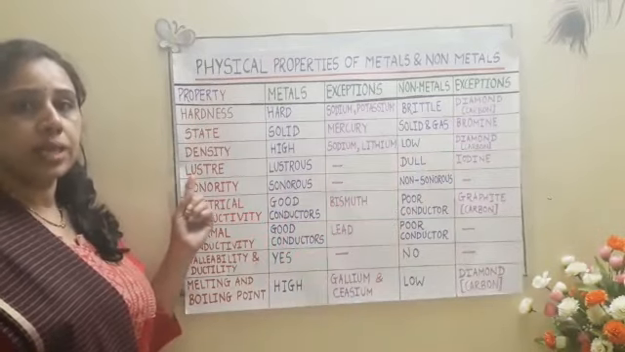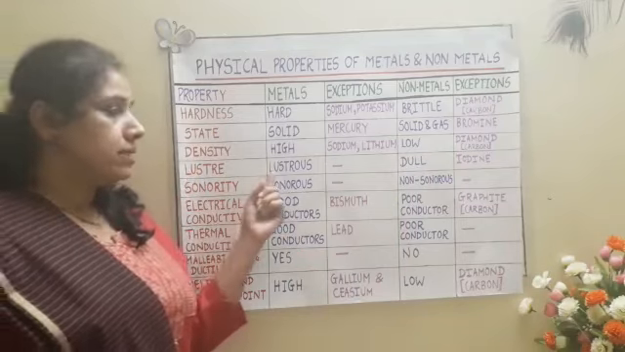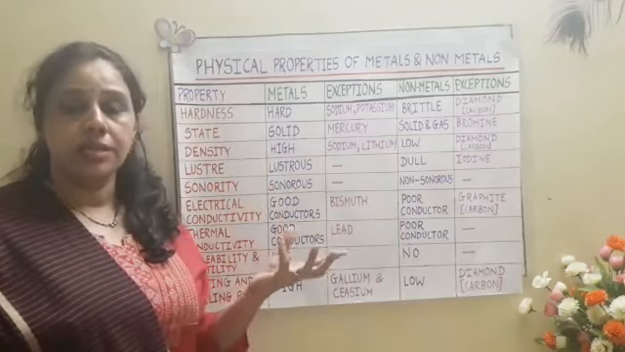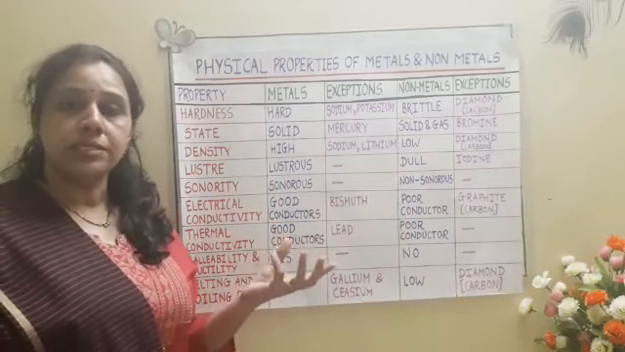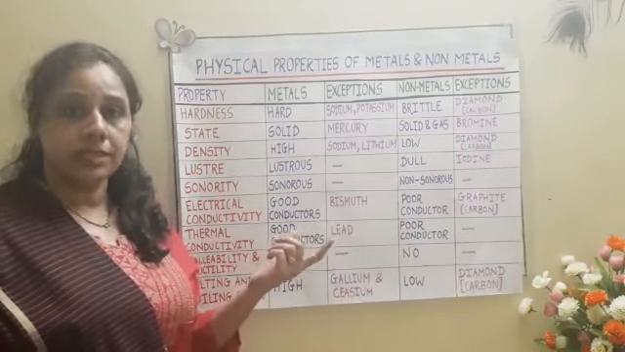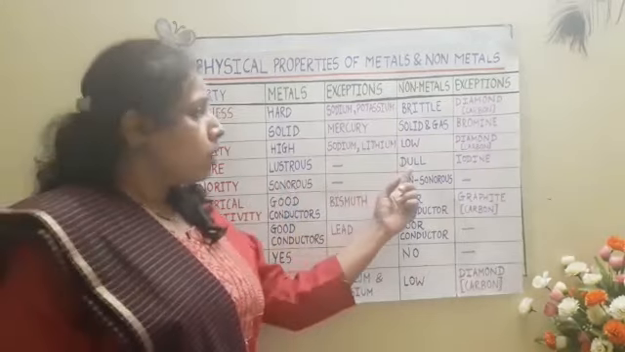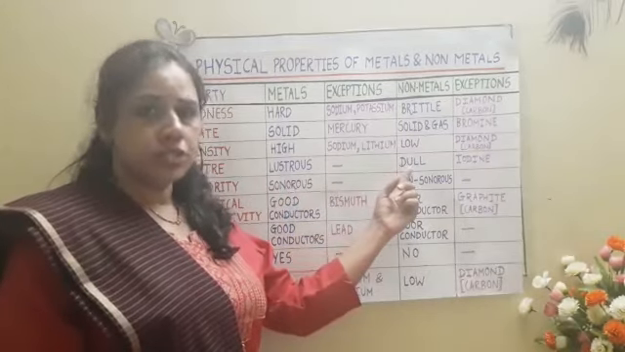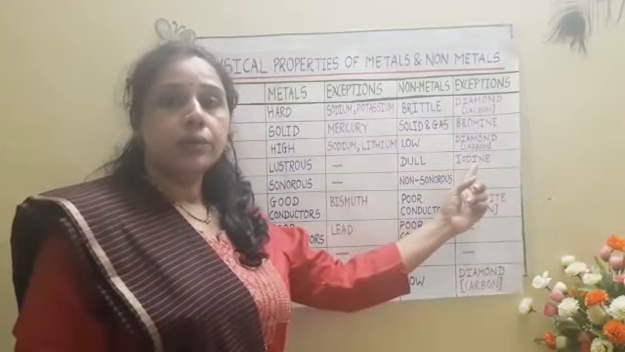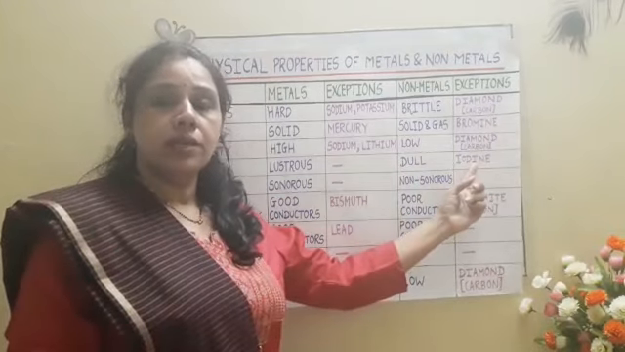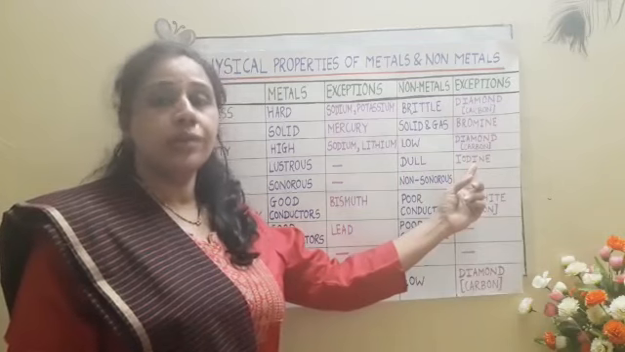Luster means shine. Most of the metals are shiny, lustrous. That is why we use metals to make different ornaments like silver, gold, etc. Non-metals are dull, they don't shine. But there is an exception, iodine. Iodine is a non-metal whose crystals are shiny violet in color.